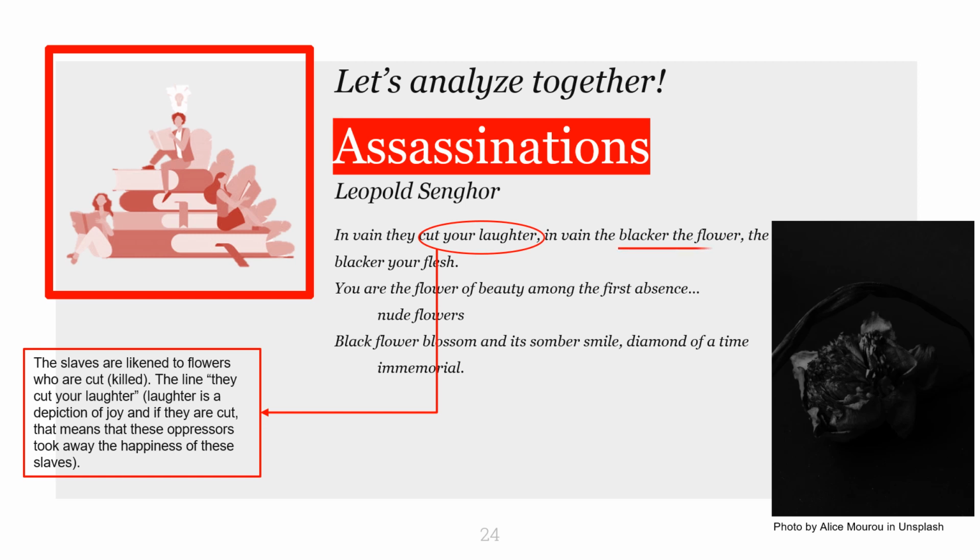In vain, the blacker the flower, the blacker your flesh. Now we know that there aren't really black flowers that exist, or they're not really that common. So again, these are symbolisms of the slaves. Black flowers. The darker your flowers, the darker their flesh. Because mostly slaves were nude or naked. They were not clothed.